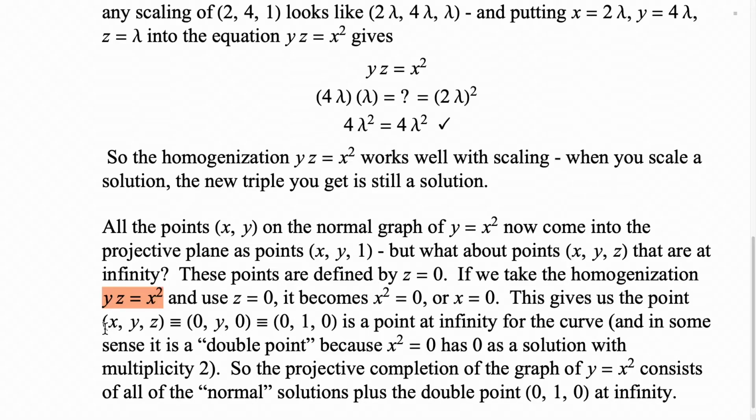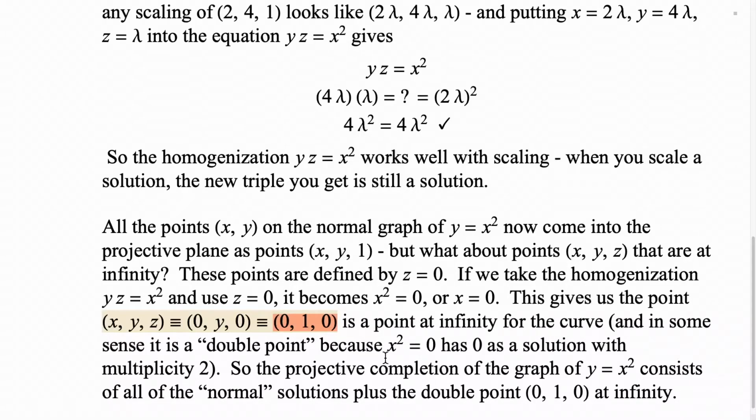That means a point at infinity on the parabola would be x, y, z. That's 0, y, 0. Z was 0, and we now know x is 0. Scaling that down to standard form, that becomes the point 0, 1, 0. And that's going to be a point at infinity for this curve.